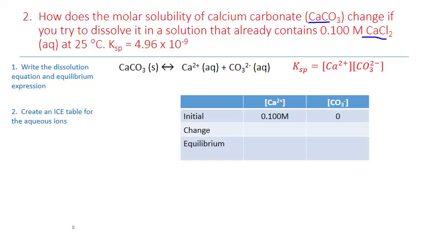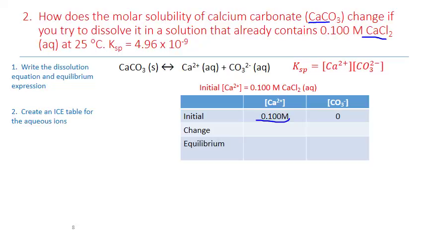But notice that this time for our initial concentration, for calcium, we start off with 0.100 moles per liter. And this simply reflects the concentration of calcium in the solution that we're trying to dissolve in initially. So it's 0.100 molar calcium chloride, and it's a 1-to-1 relationship between calcium and calcium chloride. We have 0 for our initial concentration of carbonate ion, since that's not a common ion already in the solution.